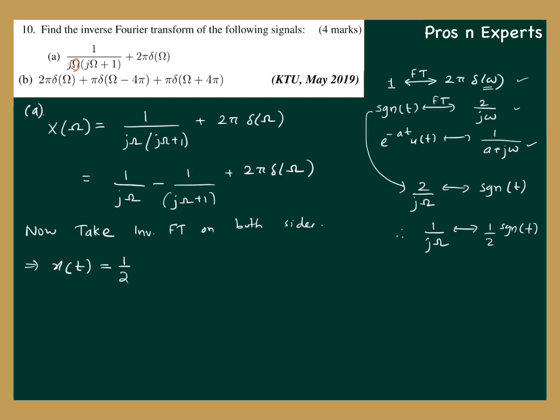So 1 by 2 signum of t minus, next term is 1 by (j omega plus 1). So what is the inverse Fourier transform of 1 by (1 plus j omega)? It is e raised to minus t u of t. Instead of a, it is 1. So e raised to minus 1 t u of t, so e raised to minus t u of t, plus, what is the inverse Fourier transform of 2 pi delta omega? We have already said 2 pi delta of omega is the Fourier transform of 1. So here it is 1. So this is the final answer.